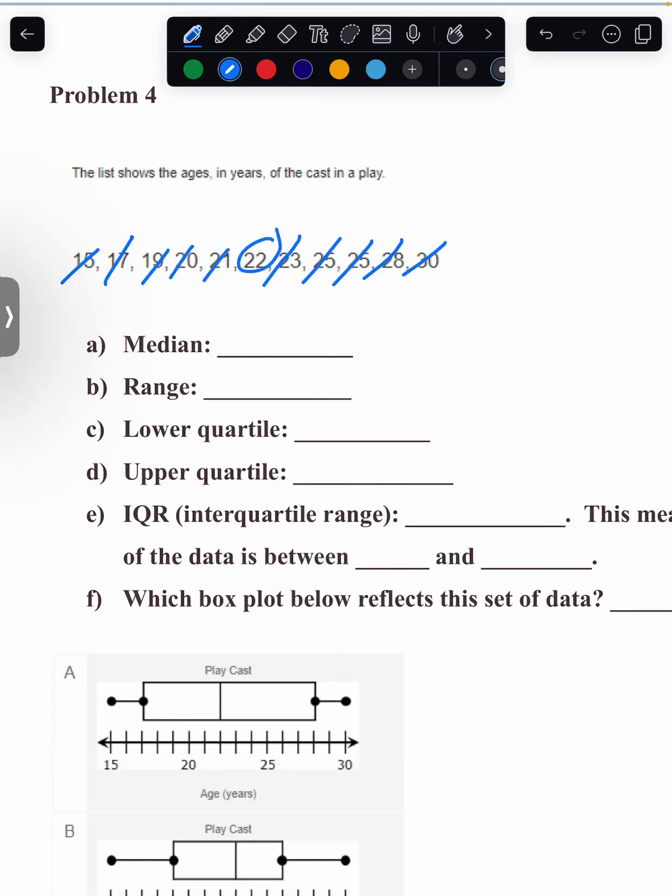So therefore, our median is 22. The range means the higher number minus the lower number. So 30 minus 15 is 15. Now, the lower quartile, we take out the median right here.